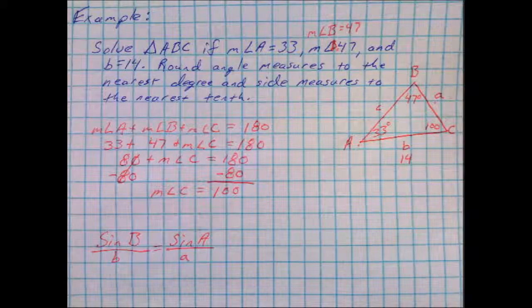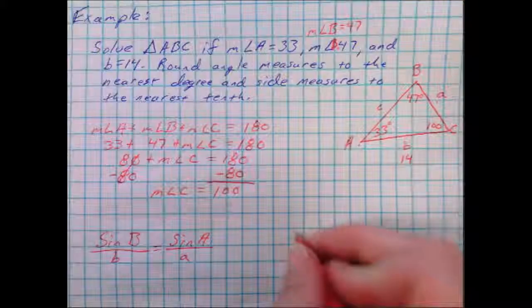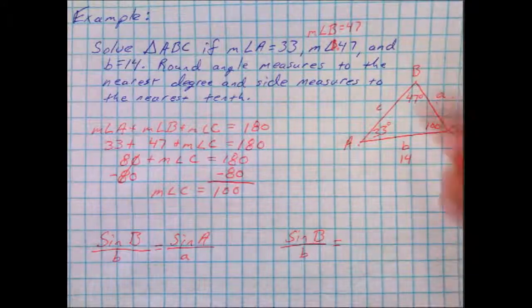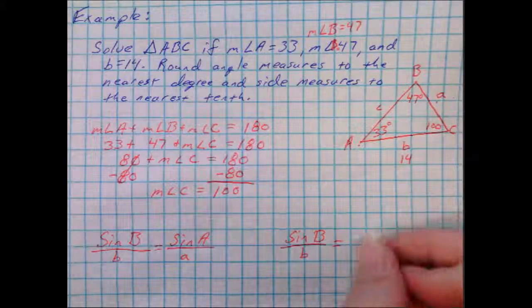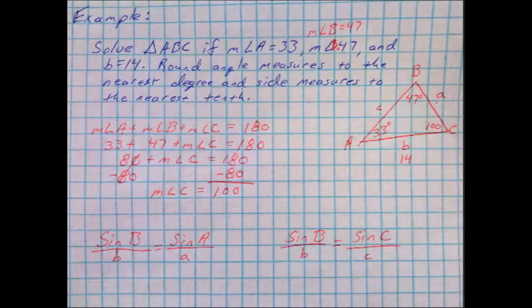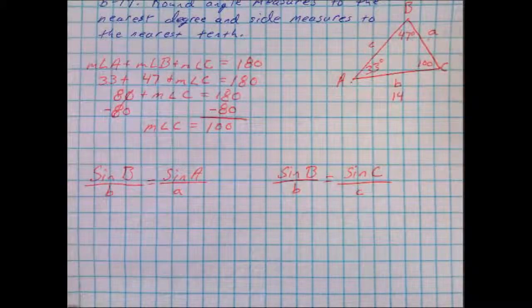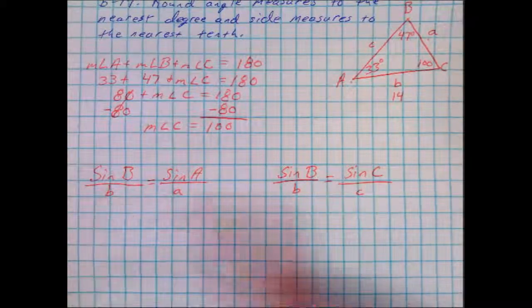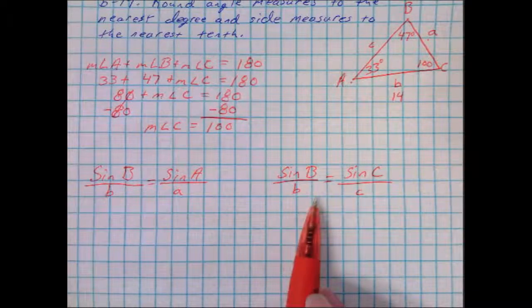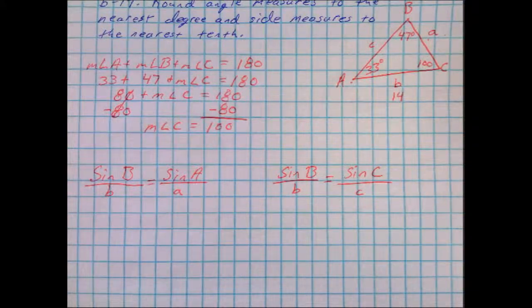And then the other one, I'm going to still use B because I know both pieces of those. So again, sine of B over side B. This time I'm looking for side C. So sine of angle C over side C. Okay? We're going to scoot this up just a little bit. So from here, now I have my proportions set up. I'm just going to be plugging in the pieces that I know so that I can solve.